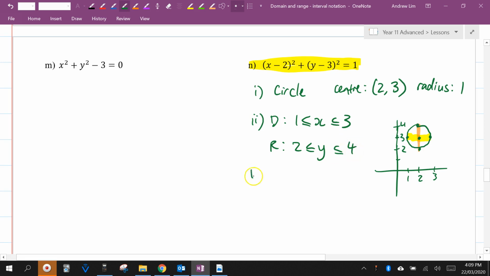So how do we write this in interval notation? Because the domain includes 1, because it's less than or equal to, we use a square bracket for 1. And because it includes 3, because it's less than or equal to 3, we use square brackets again.